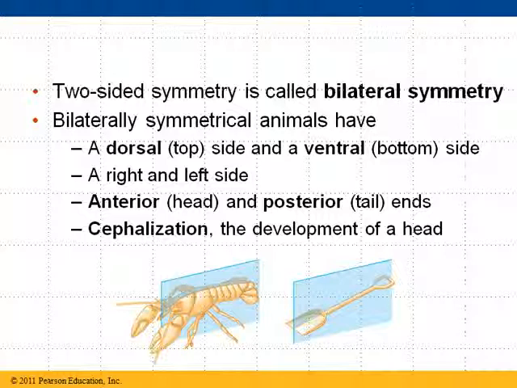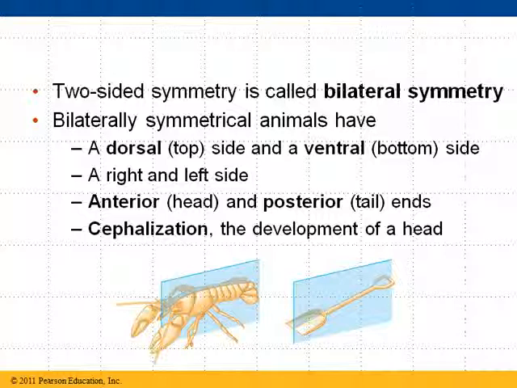They have an anterior, which is the head, and a posterior, which tends to be the tail, and they have what's called cephalization, which is usually the development of some sort of head structure. As opposed to a sea anemone or a jellyfish that has no true head and doesn't have bilateral symmetry, you could look at a lobster or a dog, and you can see that it has a dorsal and a ventral side, a right and a left, anterior, posterior, and certainly a head, cephalization. So that would be bilateral symmetry. The word cephalization, the development of a head, comes from the Greek kephale, which means head.